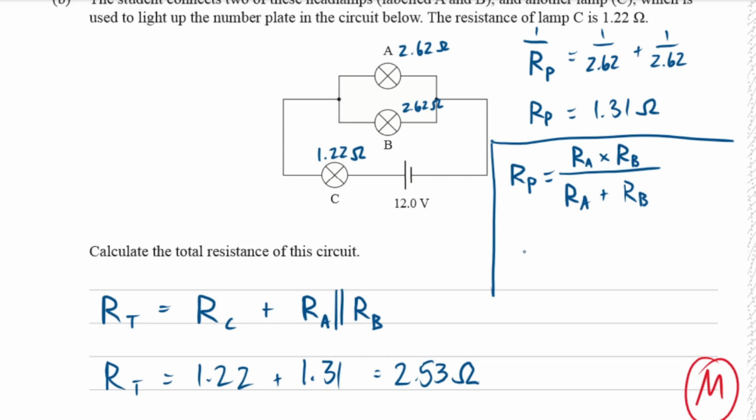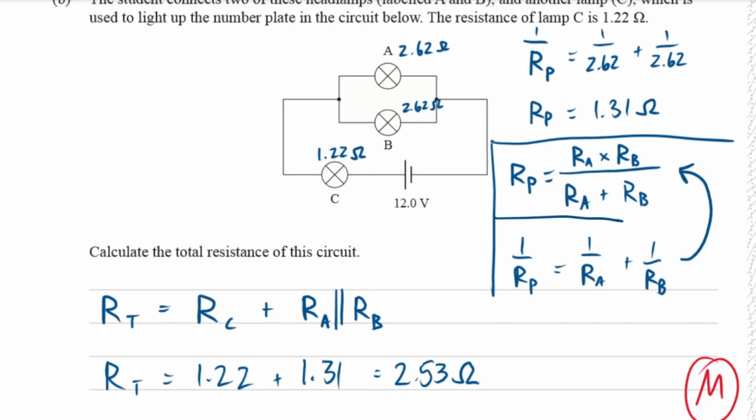And you can actually derive this equation from the one you know and love by rearranging for RP. So I encourage you to try get from that to that. But again, you're welcome just to use this trick, that the parallel resistance is the product of the two resistors divided by their sum. And try it out, you'll get 1.31, and then of course we add that to 1.22 because that is in series with lamp C.